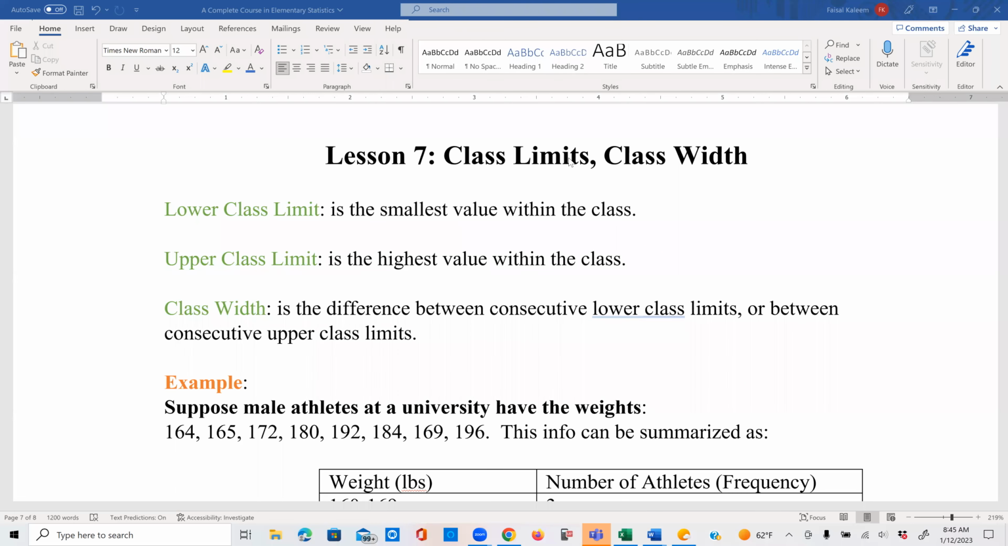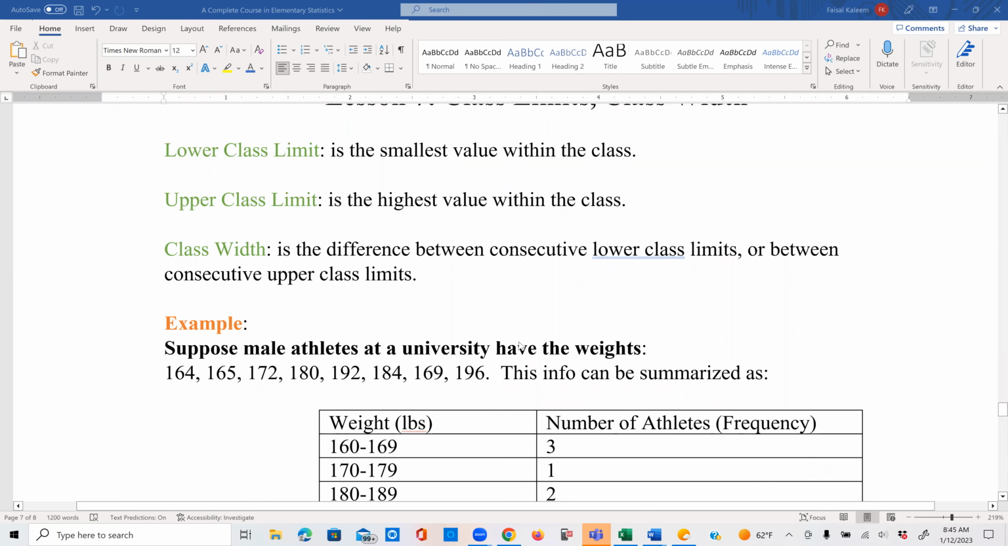Class limits, class width. Now the lower class limit is the smallest value within the class. Upper class limit is the highest value within the class. Class width is the difference between consecutive lower class limits or between consecutive upper class limits. So let's understand these definitions through an example.